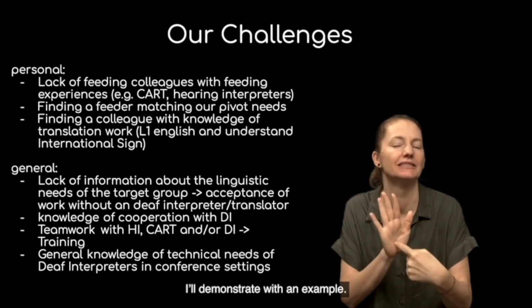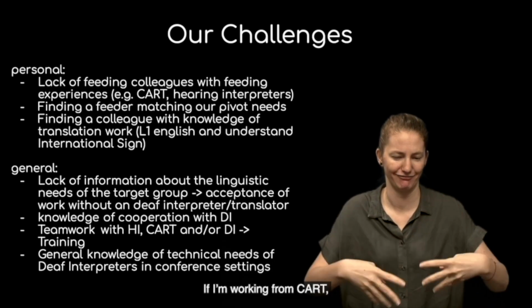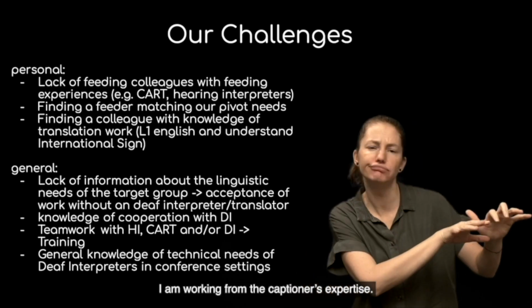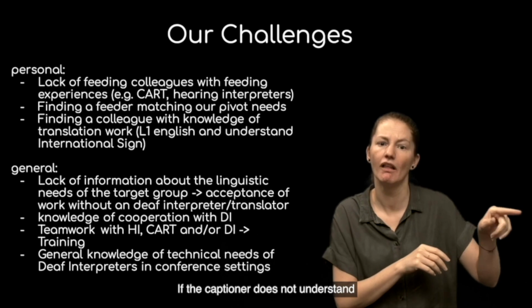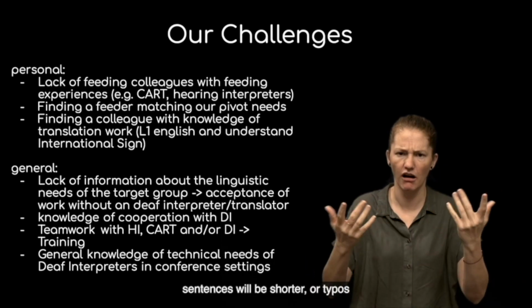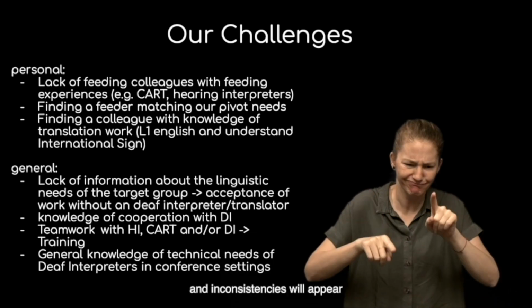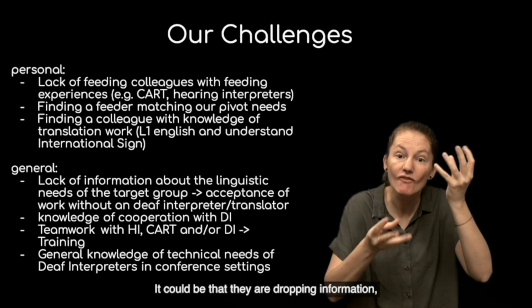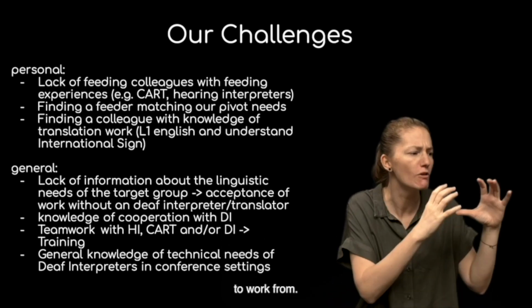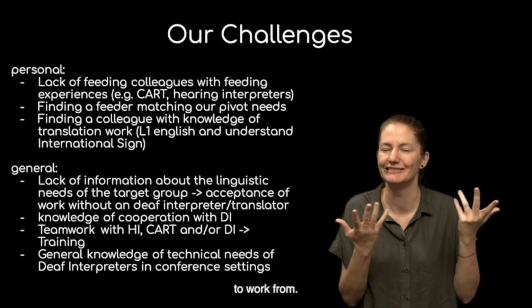I'll demonstrate with an example. If I'm working with CART, the captioning system, I am working from the captioner's expertise. If the captioner does not understand a word or the context, sentences will be shorter, or typos and inconsistencies will appear in their text. It could be they're dropping information, meaning I have little original text to work from. As you can imagine, it poses a great challenge.